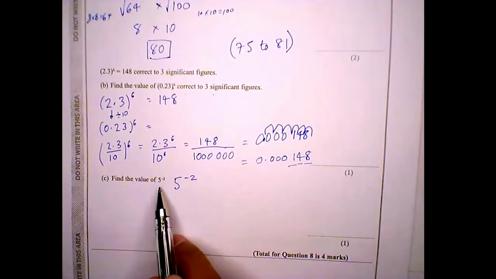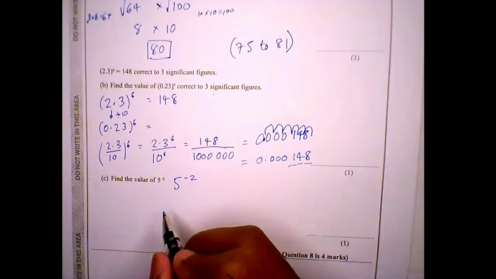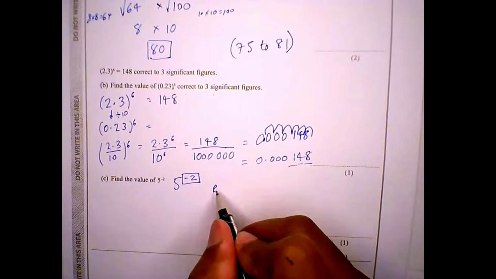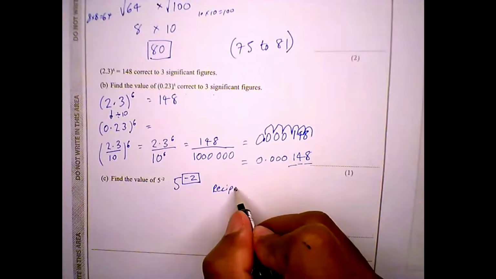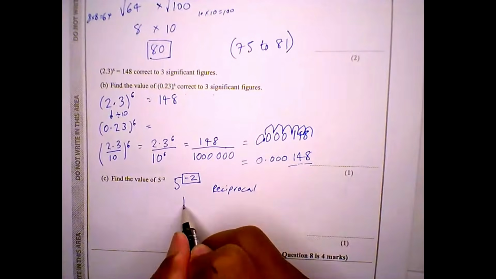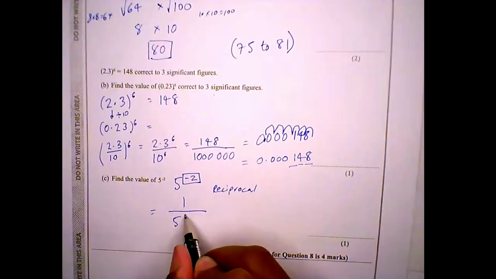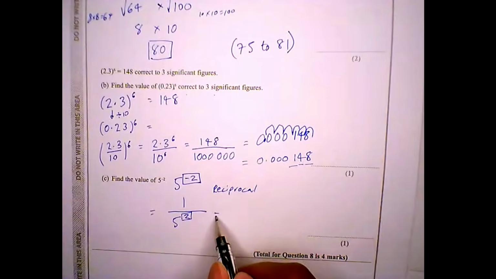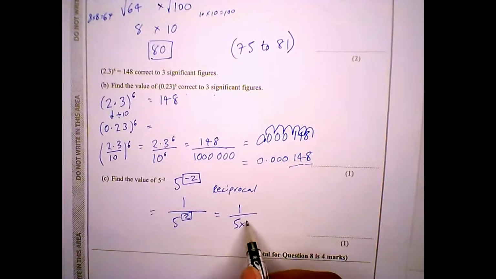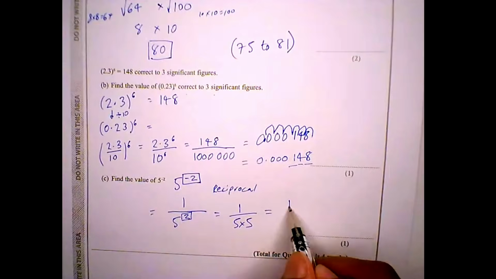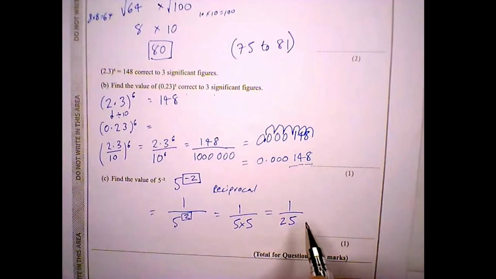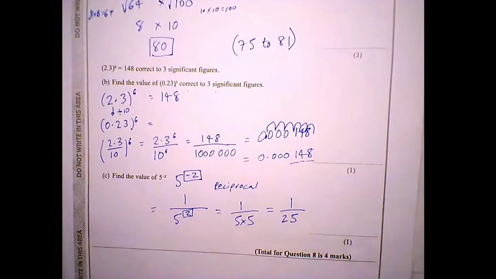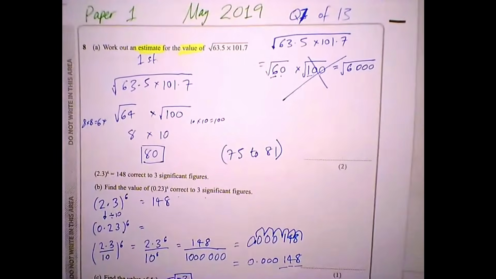Find the value of 5 to the power minus 2. So again, we've got a negative. A negative means reciprocal. And so I can do 1 over 5 squared. So now the negative has disappeared. It's now positive. So that's just 1 over 5 times 5. 5 squared is 5 times 5. So 1 over 25. And that's my final answer. So hopefully you've got those answers. Let's go to the next one, question 8.